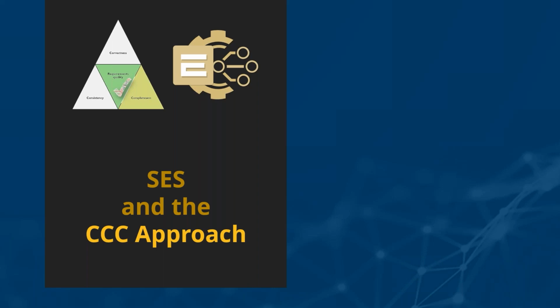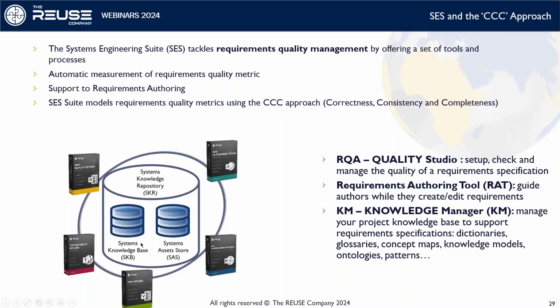So now let's look at SES and the CCC approach. CCC stands for correctness, consistency, completeness. In the SES, which is short for Systems Engineering Suite, we have a different set of components helping automate the measurement of requirements quality and support requirements authoring. We'll see two of these aspects in the demos. Of course, this relies on a data dictionary, what we call the ontology or knowledge base, to support the assessment of the quality, among other things.